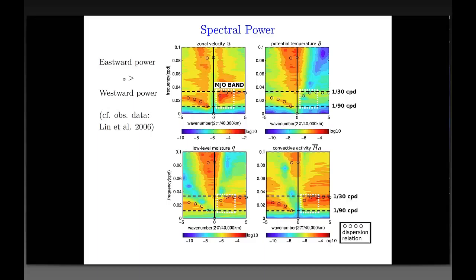The eastward power is larger than the westward power. If we look in this band of the MJO compared to the westward band here, you see there's quite a bit more power in the eastward band. And similarly, down in the lower right for the convective activity, there's a lot more eastward convective activity than westward convective activity if you're looking on the planetary intraseasonal scale.